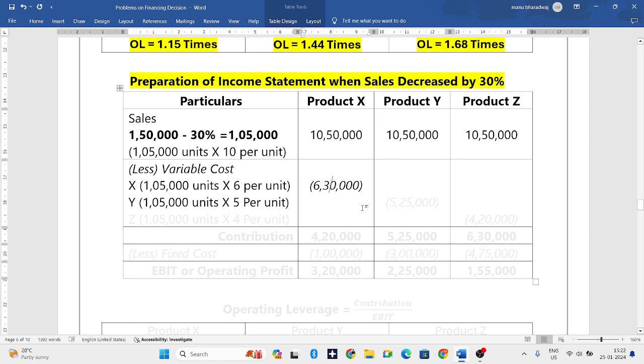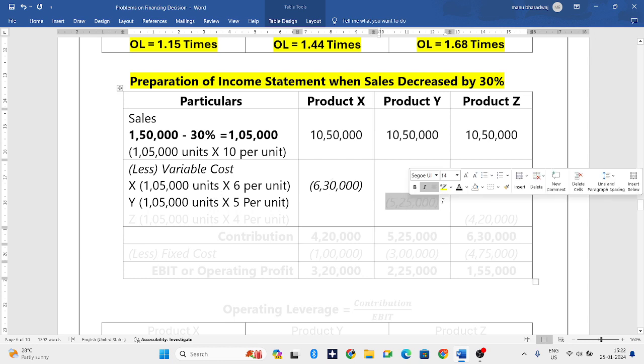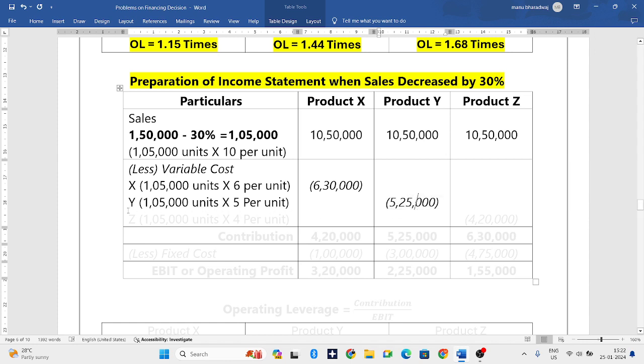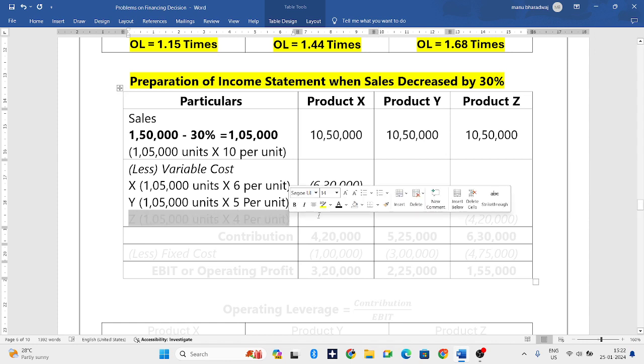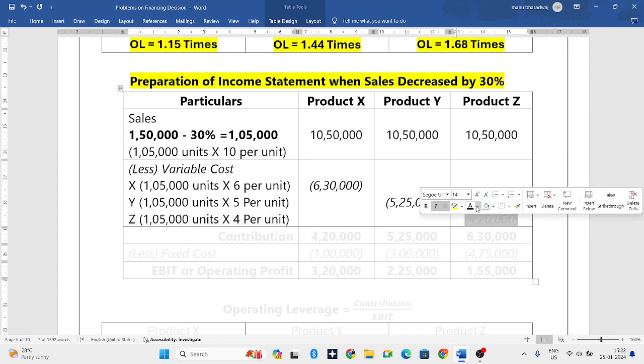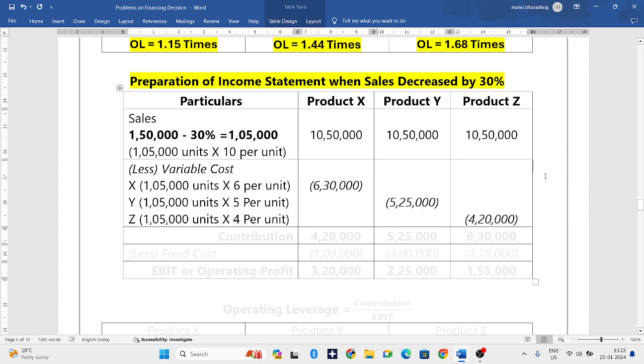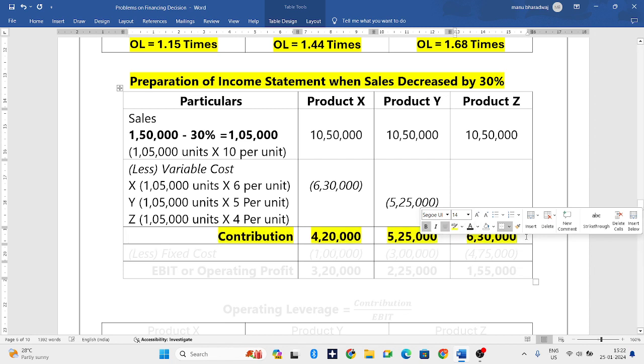Next, Y product: 1,05,000 units into 5 per unit, the variable cost will be 5,25,000. Next, Z product: 1,05,000 units into 4 per unit, the value will be 4,20,000. So these three are the variable costs. Now this variable cost has to be subtracted from sales.